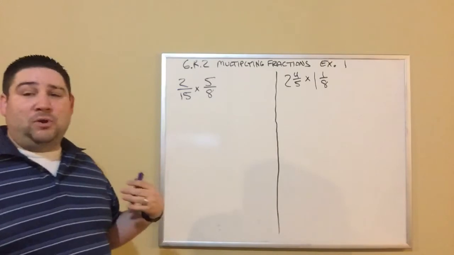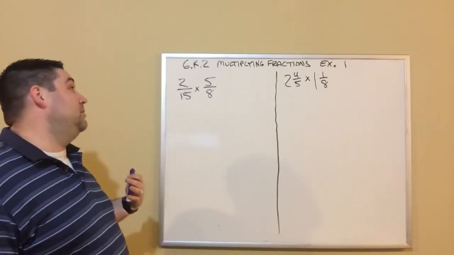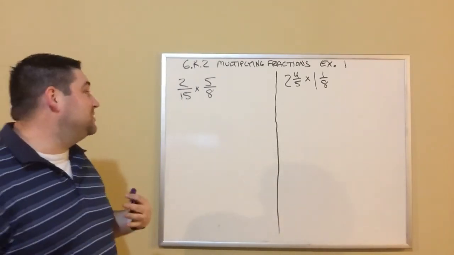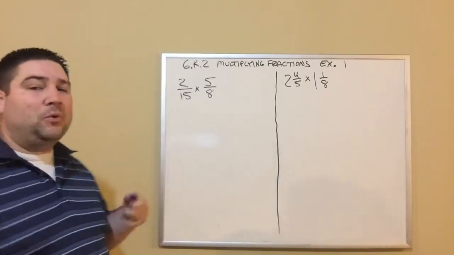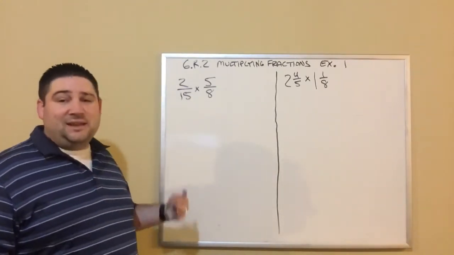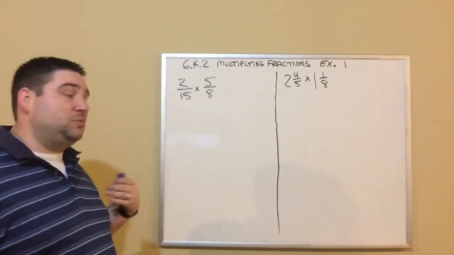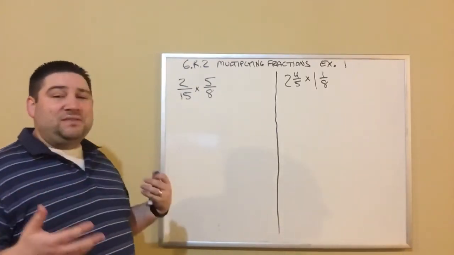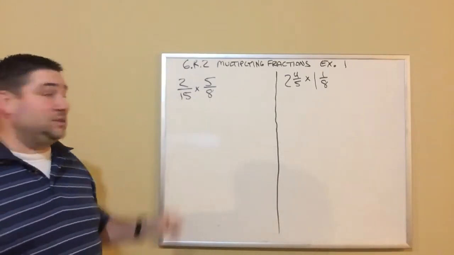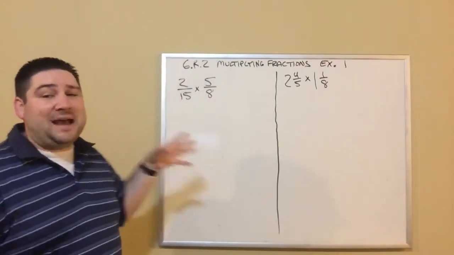So today we're going to talk about multiplying fractions. These are examples 1 on the notes that you have. So our first fraction is 2/15 times 5/8. There's a couple ways to go about multiplying fractions. You could simplify first, then multiply, or multiply and simplify. It really doesn't matter which way you do it to me. But the one thing you need to remember is when you multiply fractions, you're just multiplying straight across. Numerator times numerator, denominator times denominator. So we're going to do it that way first.